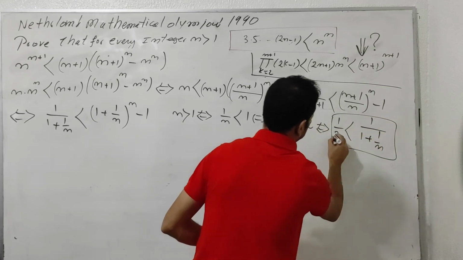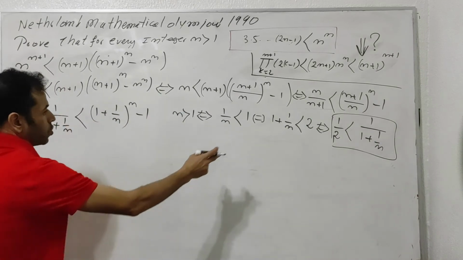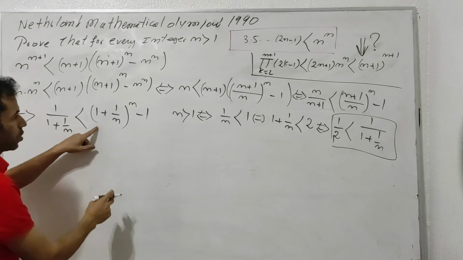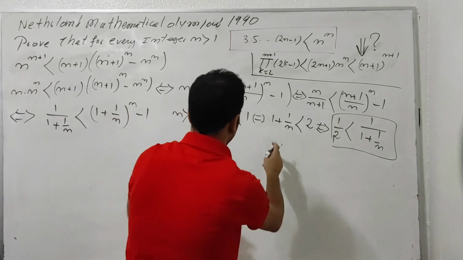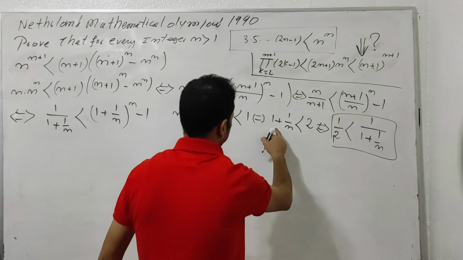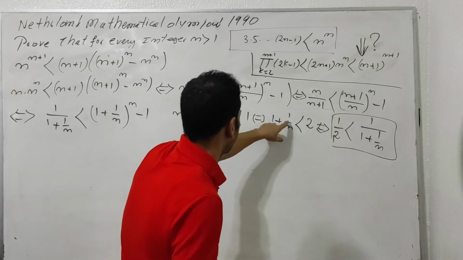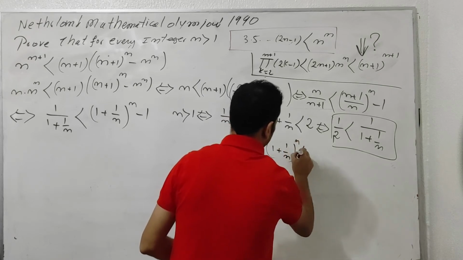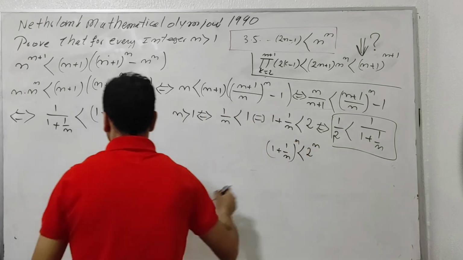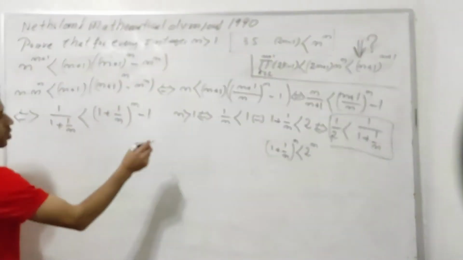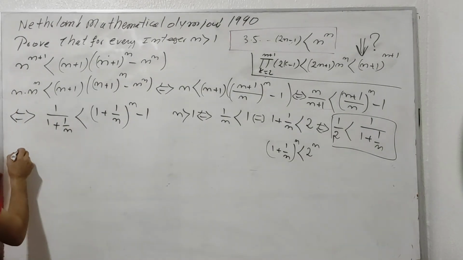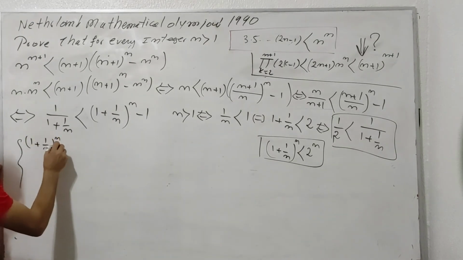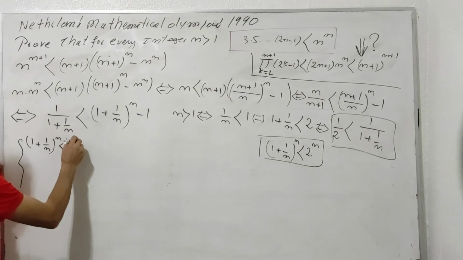Also, we have this one, 1 over (1 plus 1 over n). At this point, if I'm raising to the power n on both sides, I will have (1 plus 1 over n) to the n is strictly inferior to 2 to the n. So now I have these two things: (1 plus 1 over n) to the n is strictly inferior to 2 to the n.